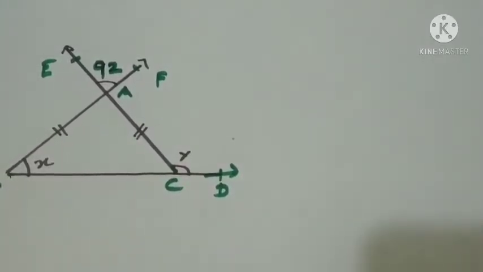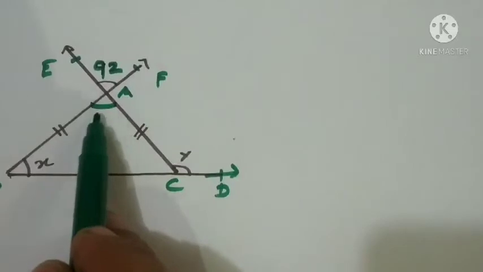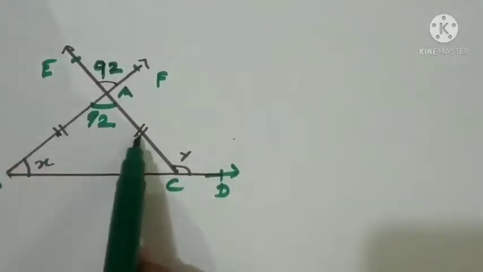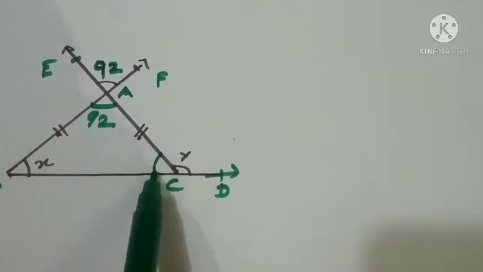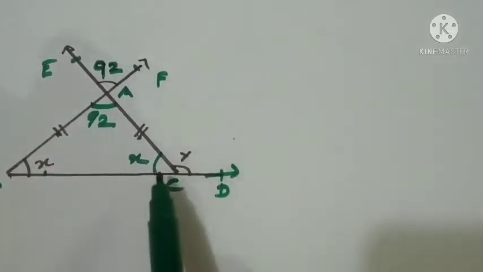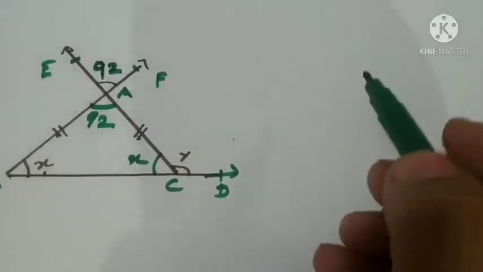Find x and y again here in the diagram. So here we have 92. What about this? That is also equal to 92. Again these two sides are equal. Then what about this also? If it is x, this is also equal to x only. Now what is x plus y? x plus y equal to 180 degree, linear pair. Now let us find out x and y only.